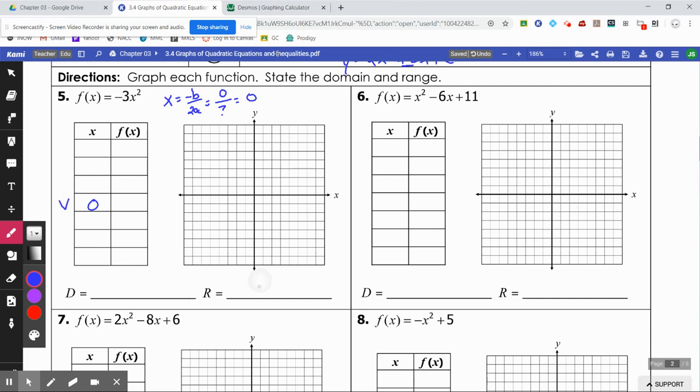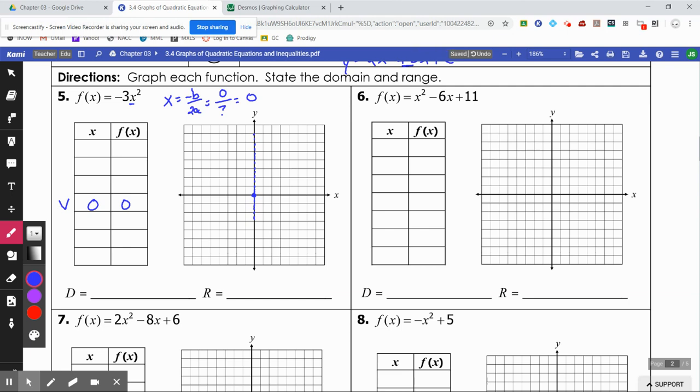To find the y value, again, you just have to go back and find f of 0. You just plug it back in. That'd be negative 3 times 0 to the second. That's 0, which is 0. So therefore, our vertex is located at 0, 0. So we can go ahead and plot that. Your axis of symmetry was also at x equals 0. So that's going to be this vertical line here that passes through the origin, that passes through your vertex.